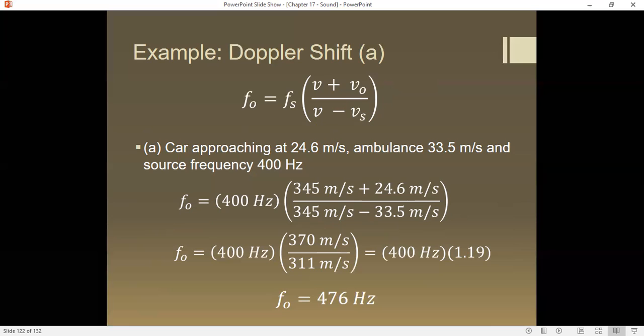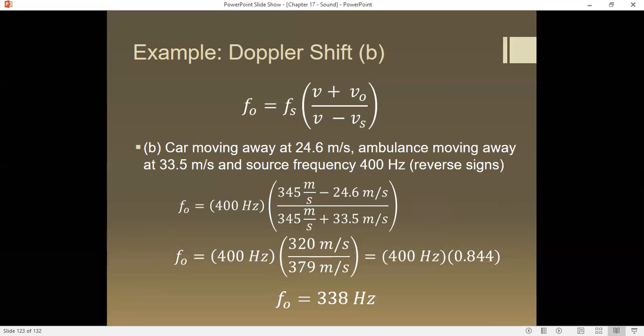Now, once the ambulance passes, both vehicles are moving away from one another. In this particular case, the car is moving this way, the ambulance is moving this way. So I'm going to change my signs here from positive and negative to negative and positive. See what I do down here? Negative and positive. Redo the equation. Now I get a ratio less than 1, and the frequency is dropped to 338 hertz. So again, this really demonstrates how Doppler effect works. You've got to consider the motion of the observer, got to consider the motion of the source.